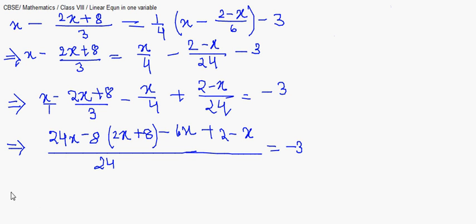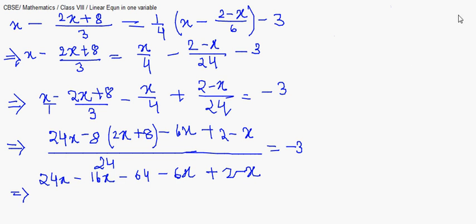Next step becomes the removal of brackets, just keep on solving them as algebraic expressions. It gives us 16x. If I remove the brackets, so 8 into 8 is minus 64, minus 6x plus 2 minus x is the one. And on the right, you can directly cross multiply, thereby making it 24 into 3, that gives us minus 72.